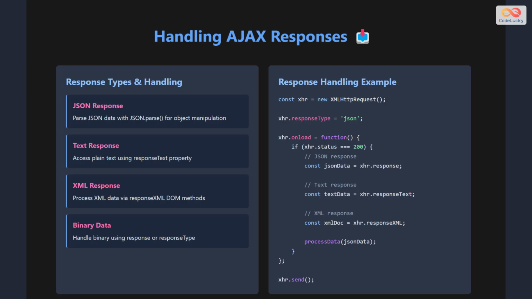Here's an example of handling responses. First, we create a new XMLHttpRequest object. We then set the response type to JSON, so that the response is automatically parsed as JSON. Then we set an onload event handler, where if the status is 200 we handle JSON, text, and XML responses, and then pass the JSON data to a function processData.